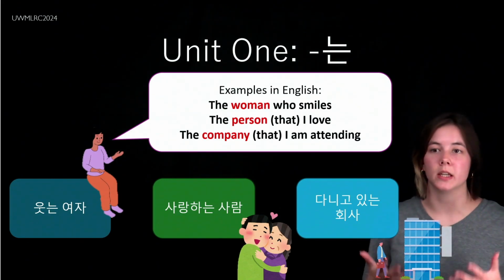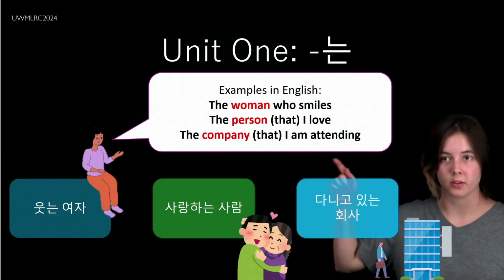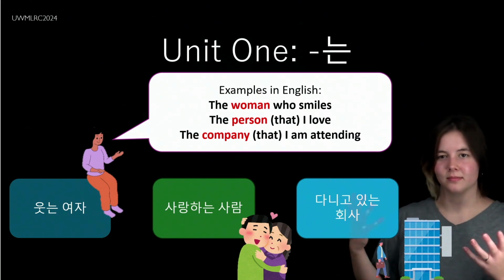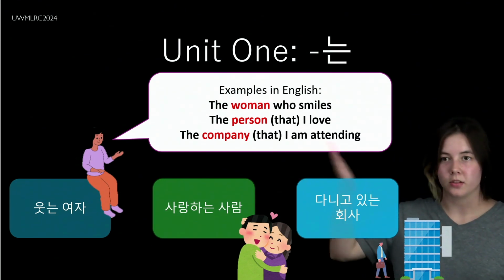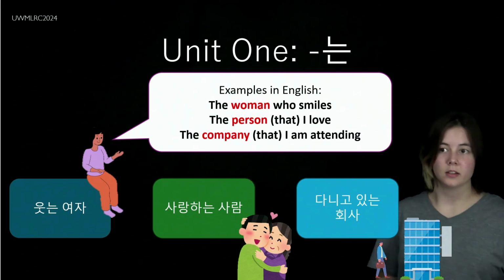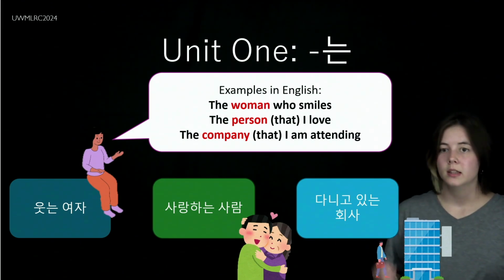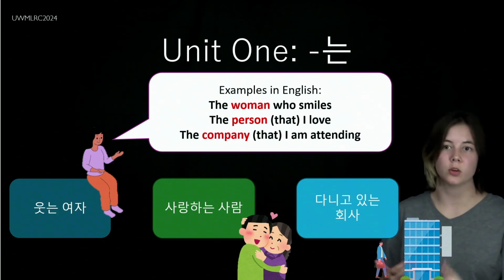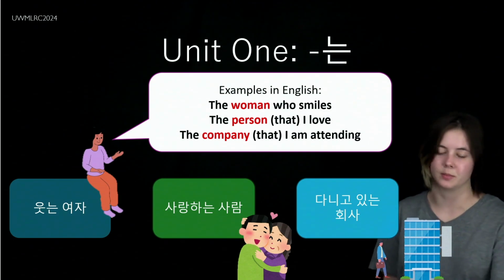So here are some more examples in English. You could say the smiling woman. That is definitely something you could say for this first option here, but you can't say the person that I love without making it ungrammatical, or the company that I'm attending. The description follows the noun in red. So 웃는 여자, the woman who is smiling, the smiling woman. 사랑하는 사람, the person that I love. 다니고 있는 회사, the company that I am attending, like the company that I go to regularly because you either do an internship or you work there, something like that.